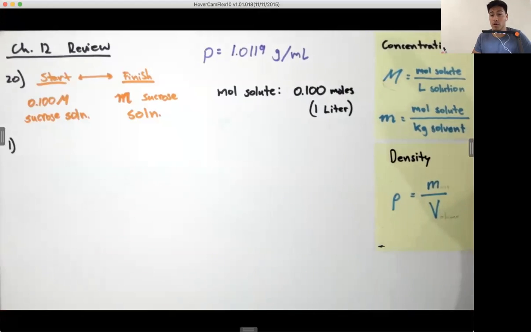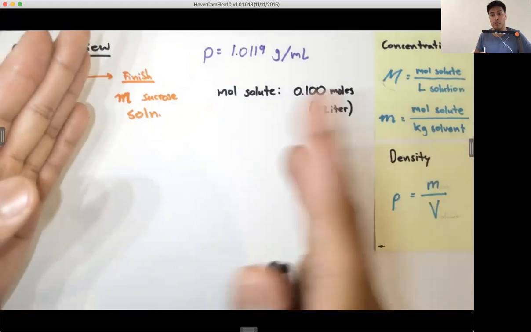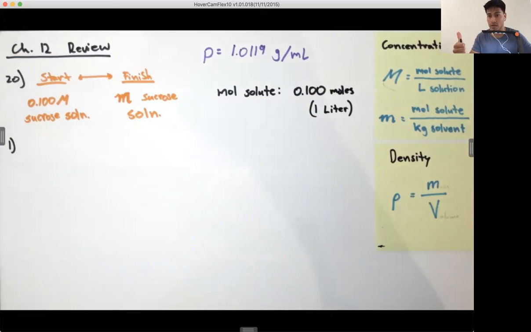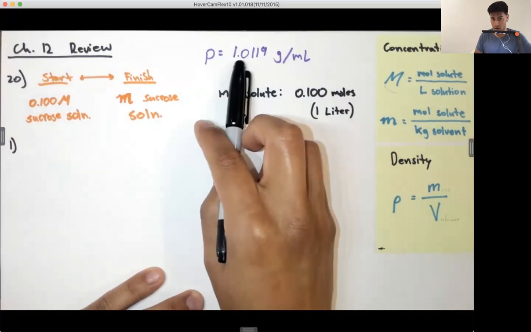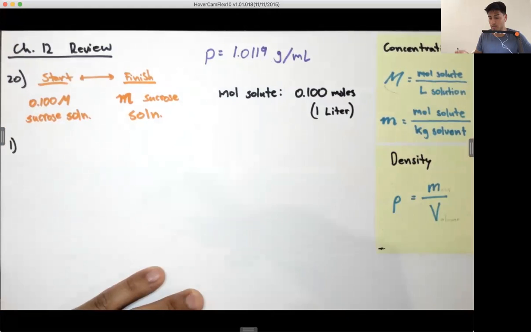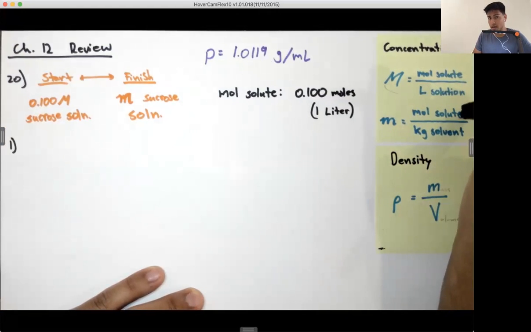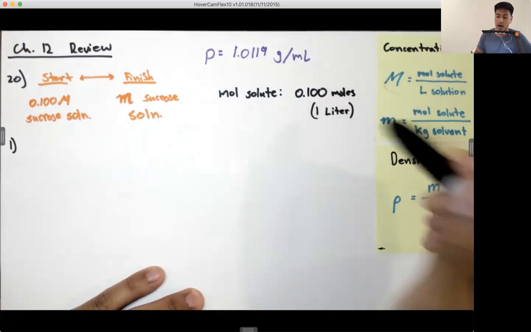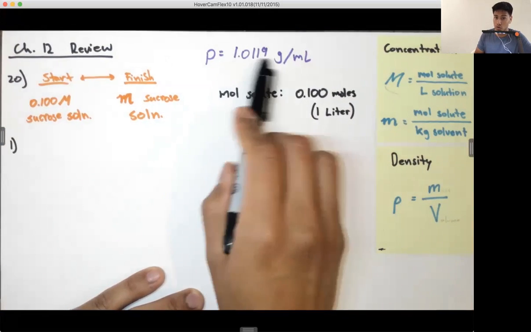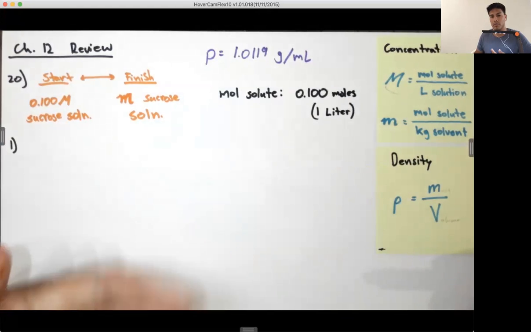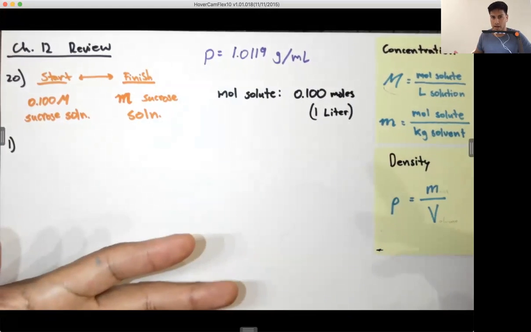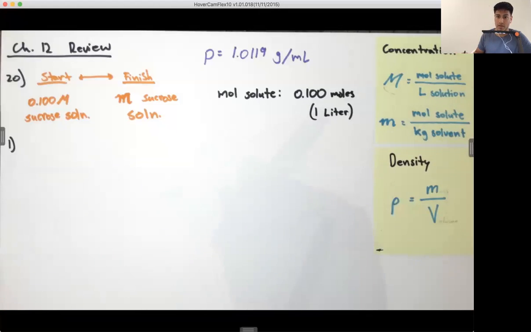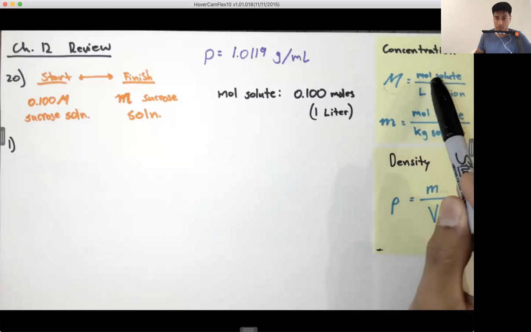One, because we only know information about the solution. We don't know how much the solute weighs, and we don't know how much the solvent weighs. We know how much the solution weighs though. So if we can figure out how much the solute weighs, then we can subtract that from how much the solution weighs, and then we can find how much the solvent weighs. And I'm saying weighs, but I'm talking about the mass. We can find the mass of the solute because we know moles of solute.